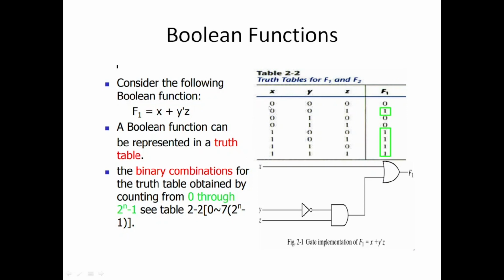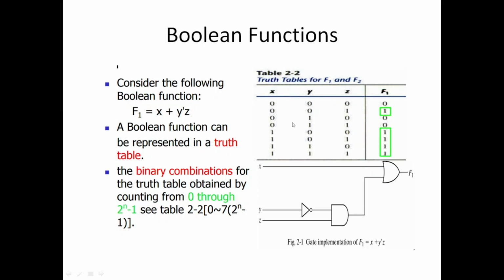In this truth table we have 1, 2, 3, 4, 5, 6, 7, 8 rows. How do these 8 rows come? The number of inputs is 3, so we use the formula 2 power n, where n is the number of inputs and n takes the value 3. 2 power 3 is equal to 8. So the truth table consists of 8 rows.